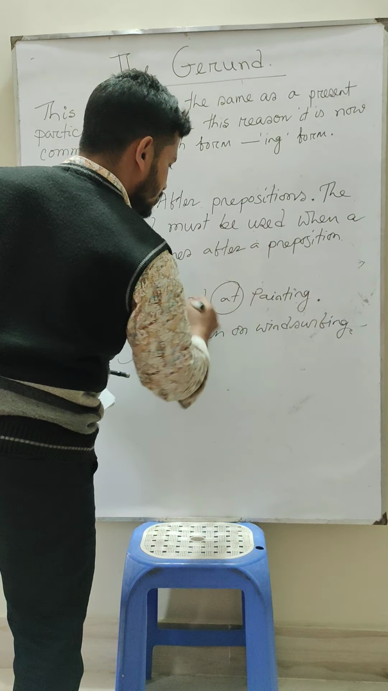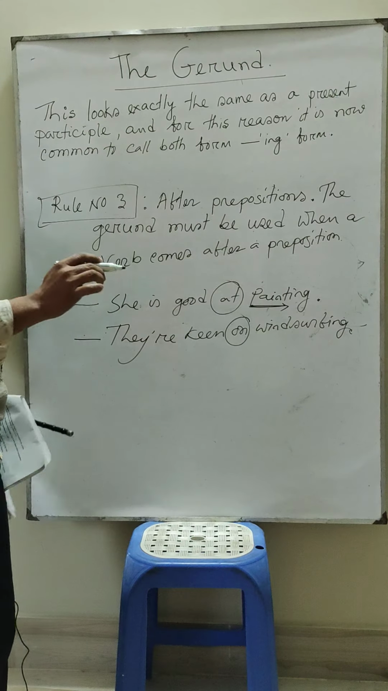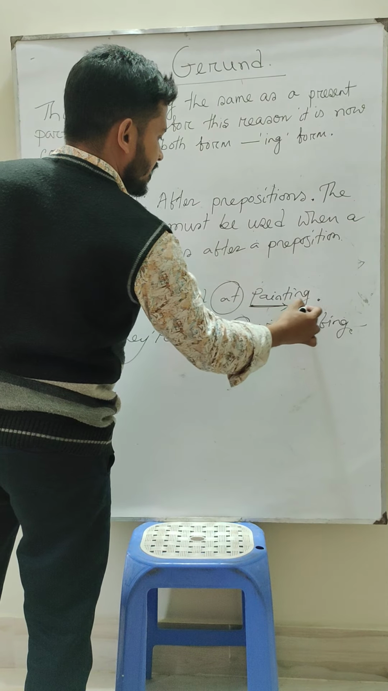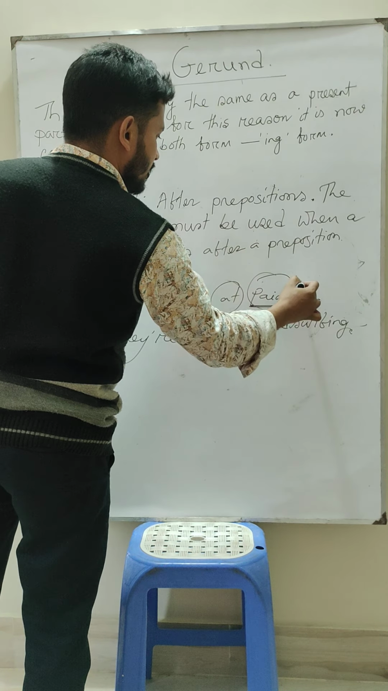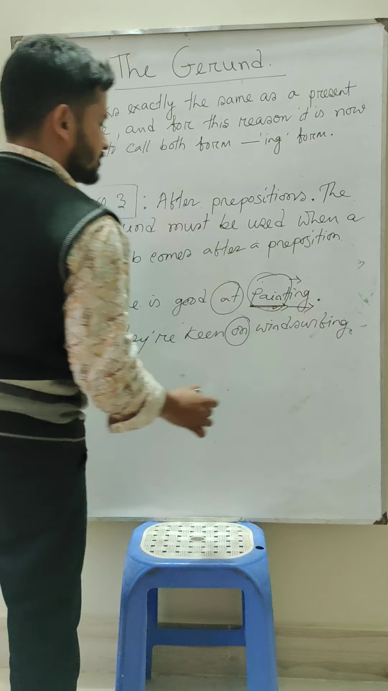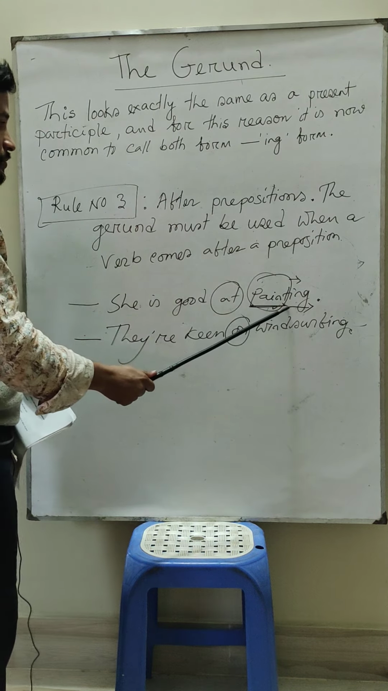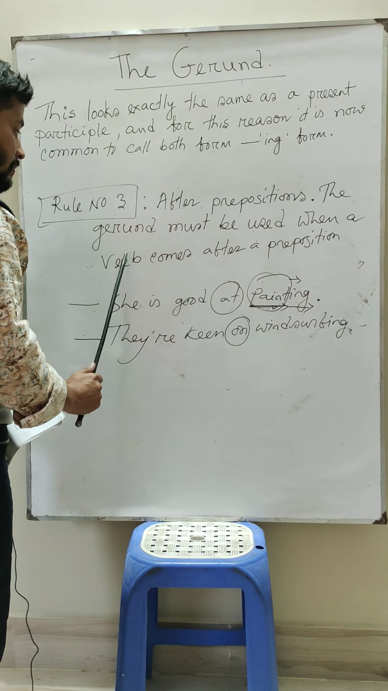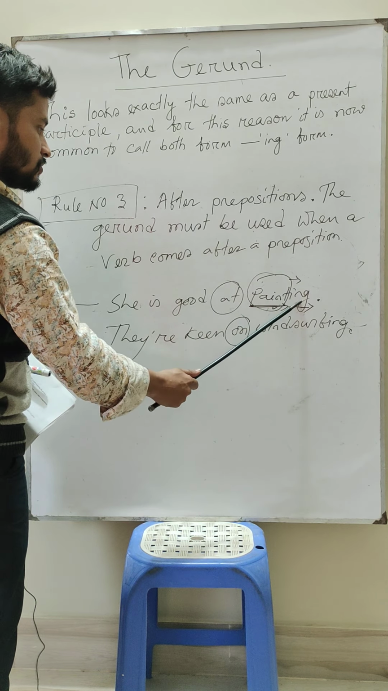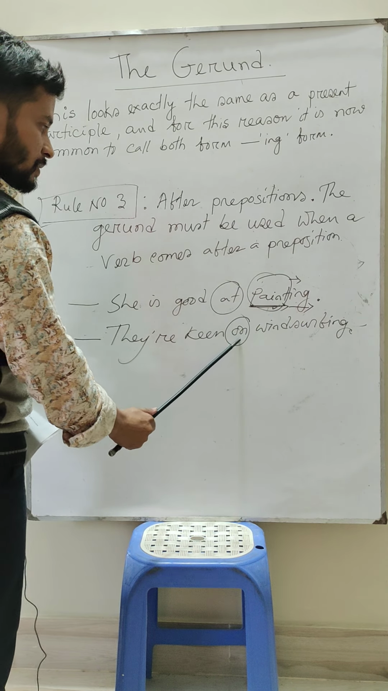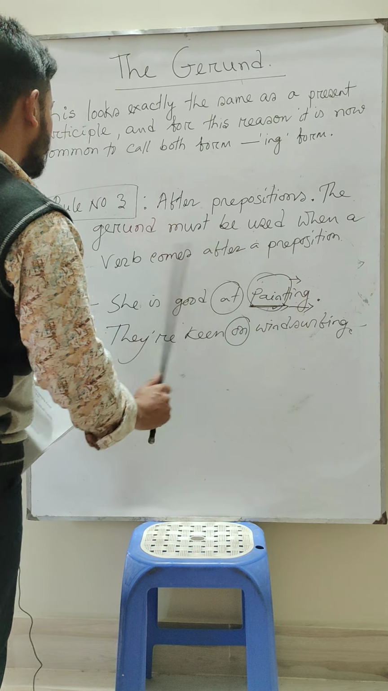Paint, here is the preposition. Paint means draw something. Here you add ing after the verb paint. So after the preposition the gerund must be used. You use the gerund when a verb comes after a preposition. Here on is a preposition and we use wind surf plus ing, wind surfing, that is the gerund.